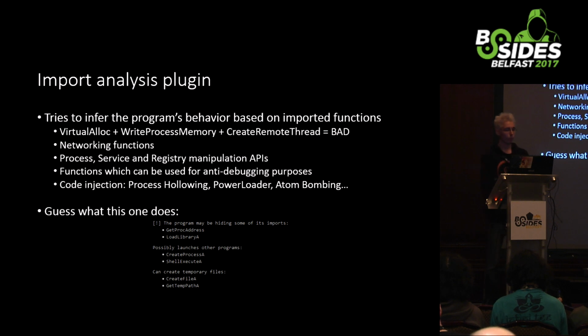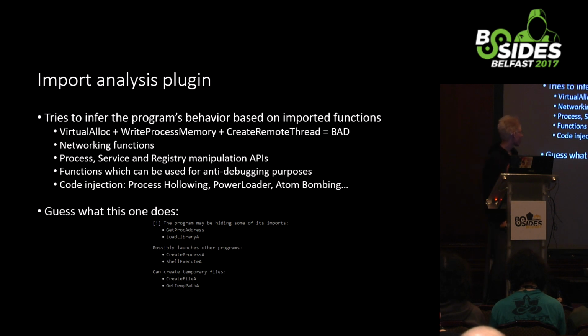Something not groundbreaking, but it's always nice to have is an import analysis plugin. So I'm going to look for combinations of imports that would hint at the program's behavior. So for instance, everyone knows about VirtualAlloc, WriteProcessMemory, and CreateRemoteThread that's used to inject code in remote processes. I look for networking functions, process, service, and registry manipulation APIs. And also imports that can be used for code injection, in particular process hollowing, PowerLoader, and AtomBombing, which are well-known techniques to perform code injection, but all rely on very specific sets of APIs.